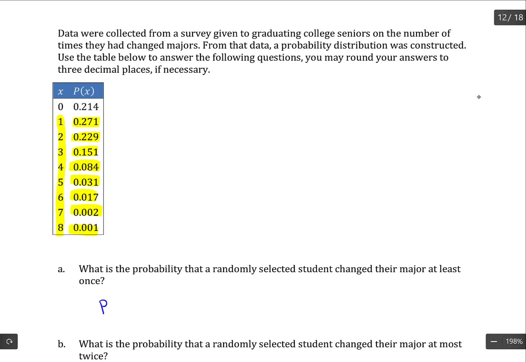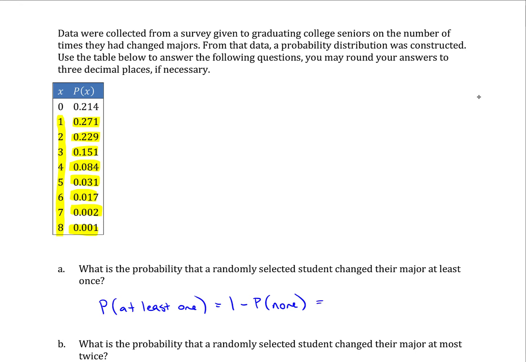But if you'll recall, we do have a property for the probability of at least 1. The probability of at least 1 is 1 minus the probability of none. So as you can see from this distribution, a student changed their major at least 1 time, or they changed their major no times. So that's what we mean by the probability of none, that they never changed their major.